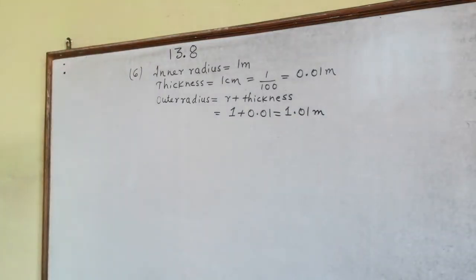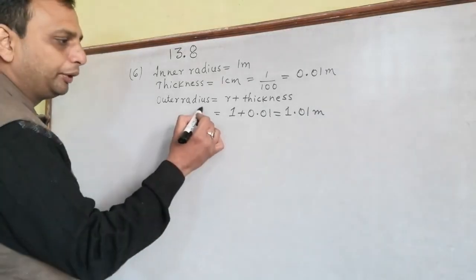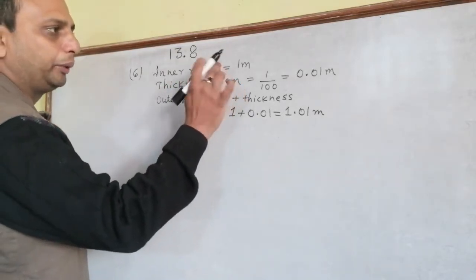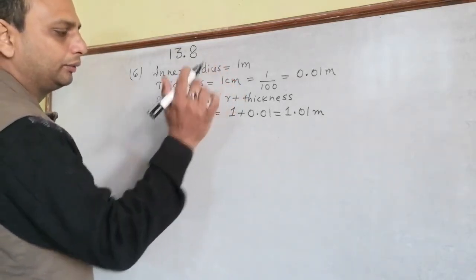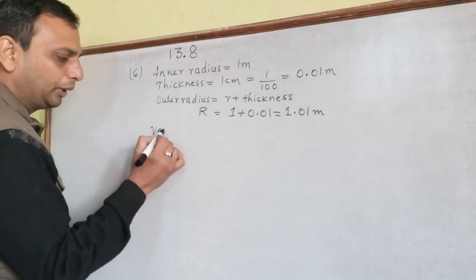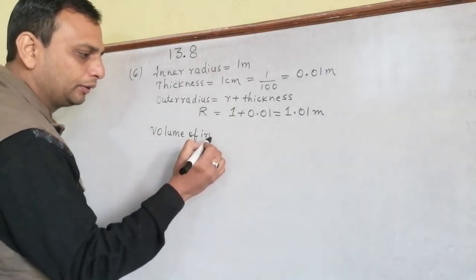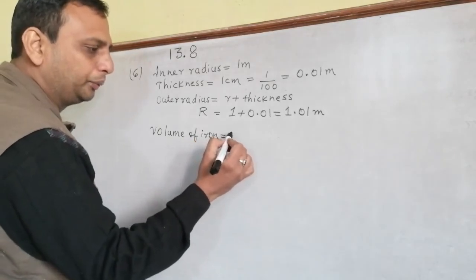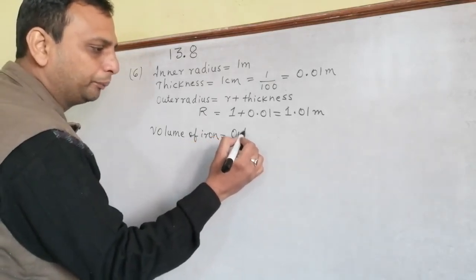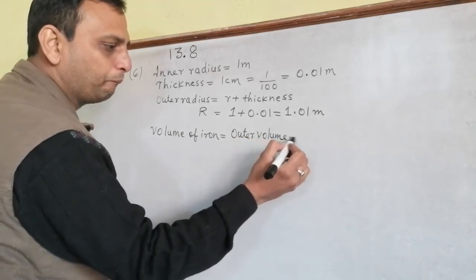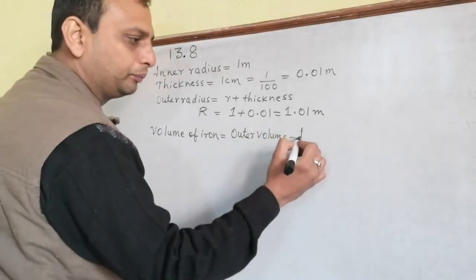Now we got the outer radius and the inner radius. Now we have to find the volume. So the outer radius will be denoted with the letter capital R, and the inner radius with the letter small r. So the volume of the iron is equal to the outer volume minus the inner volume.